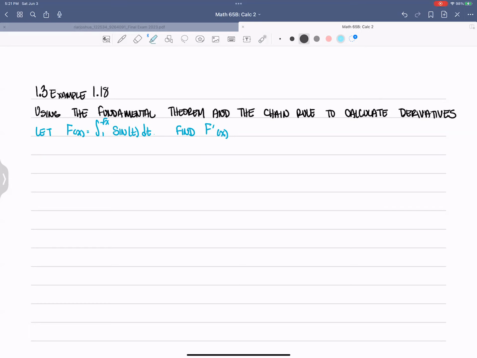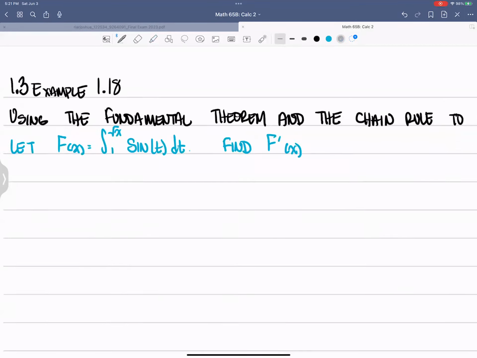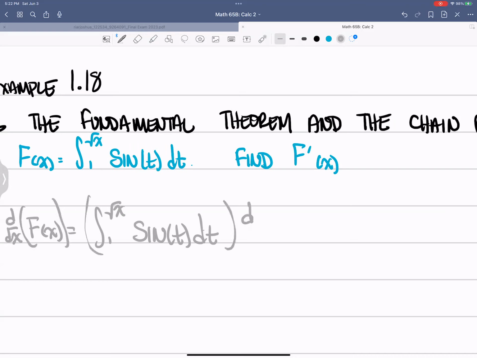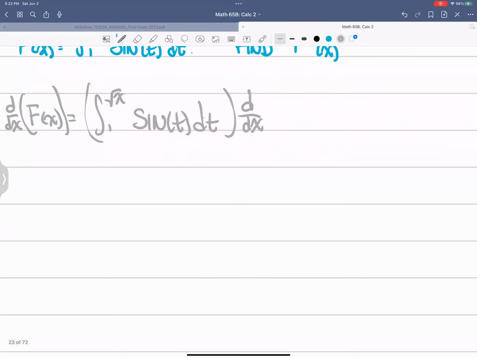So let's do the same thing that we did in the previous example. Zoom in a little. So we have capital F of x is equal to the integral from 1 to the square root of x of sine t dt. And we're looking to differentiate with respect to x. The left side, it's just dF/dx, or you could think of it as F prime of x.